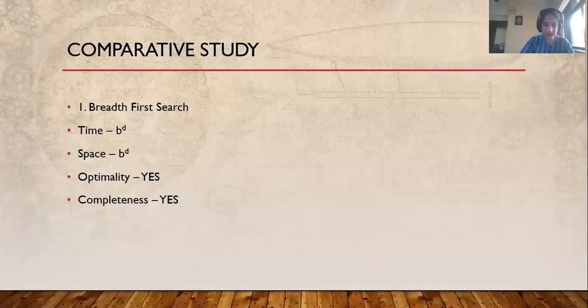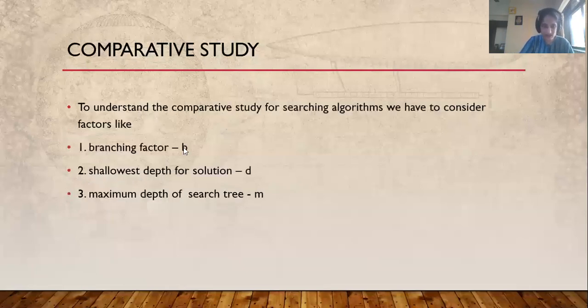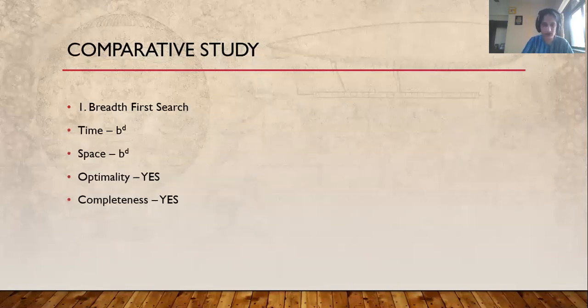It says that it is b, that is the branching factor, raised to d, that is the depth of the solution. In the same way it will consider the space, and whether it is optimal, yes, it is definitely optimal. It always helps you to find a path which has fewer nodes. And completeness, yes, it is also complete. It will definitely help you find a goal state.